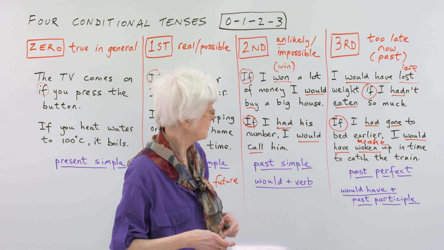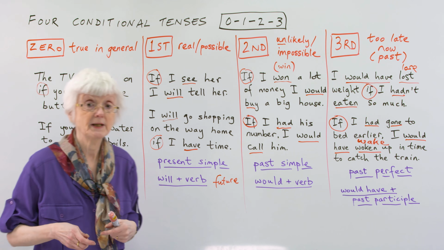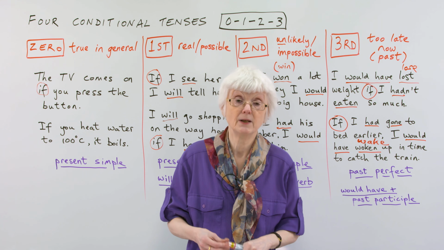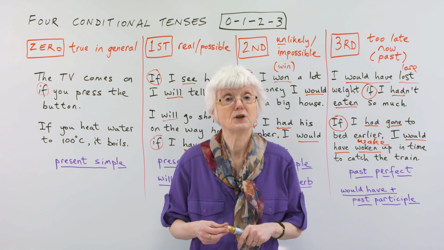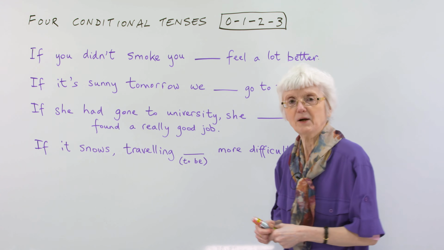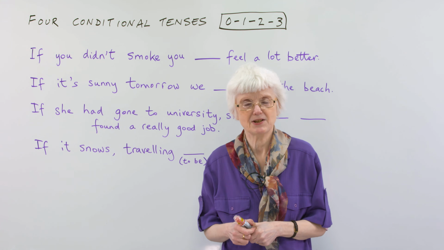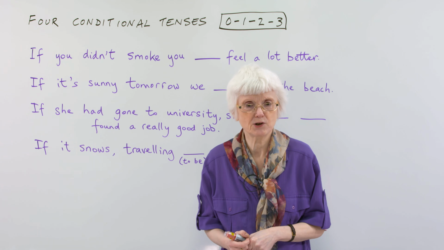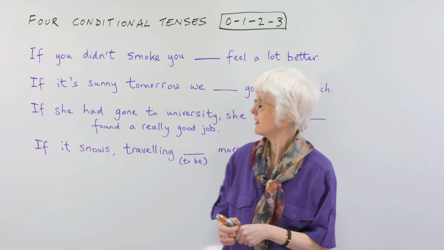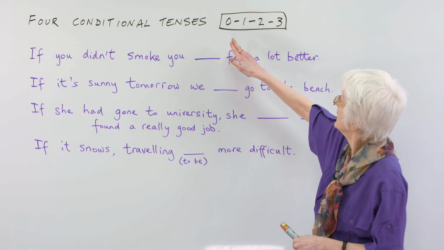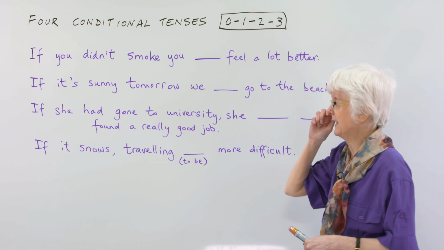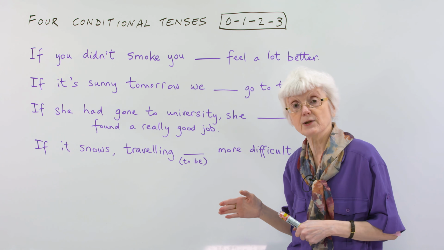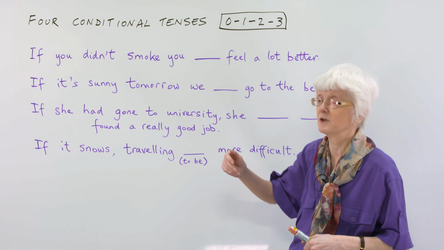Okay, so I hope that helps to show how these four conditionals work. And then in the second part of the lesson, I have a little test for you to fill in some gaps. Let's have a look at some sentences with some gaps in them, and let's see which conditionals fit in those gaps. So we have 4 sentences. There are 4 conditional tenses, so one of those goes in each. So let's have a look at the sentences first, and then we'll go back over it.